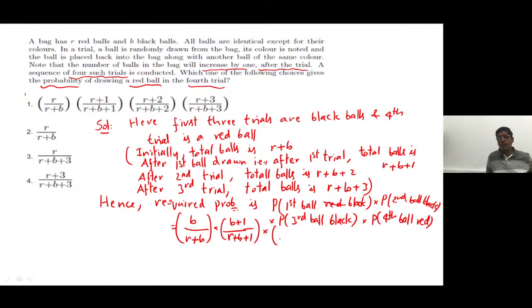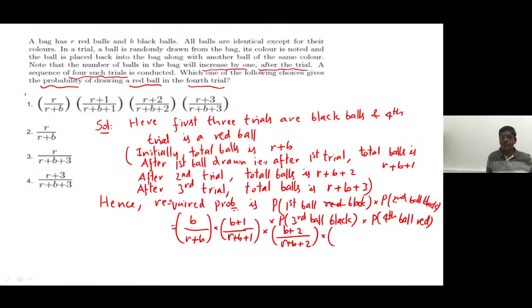Before picking a third ball, the total balls is R plus B plus 2. Now the third ball is a black. So one ball can be picked from R plus B plus 2 balls in R plus B plus 2 C1 ways, which simplifies to R plus B plus 2. There are now B plus 2 black balls. One black ball can be drawn in B plus 2 C1 ways. So that simplifies to B plus 2.